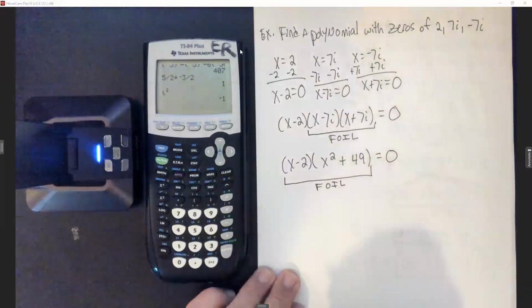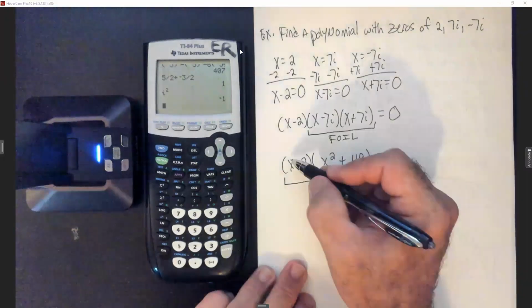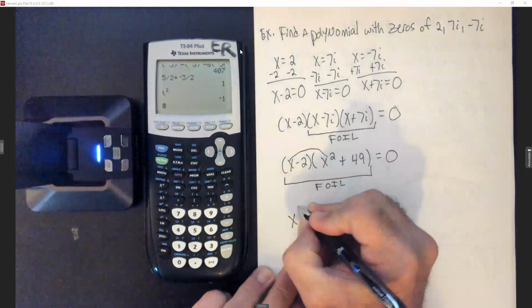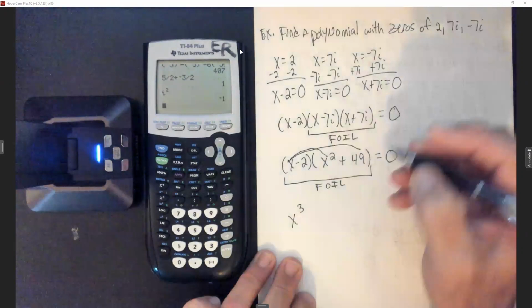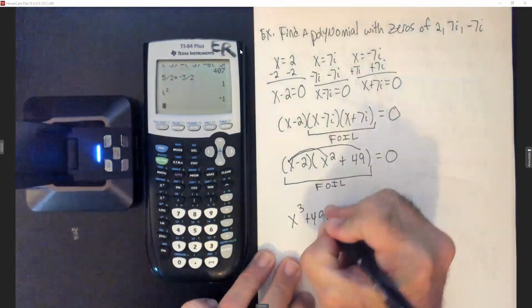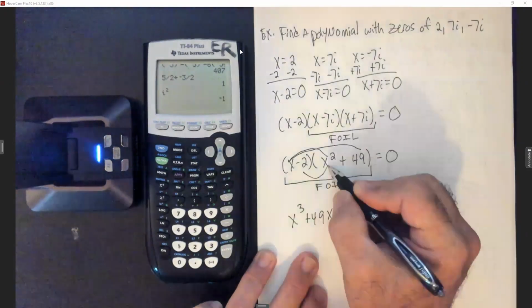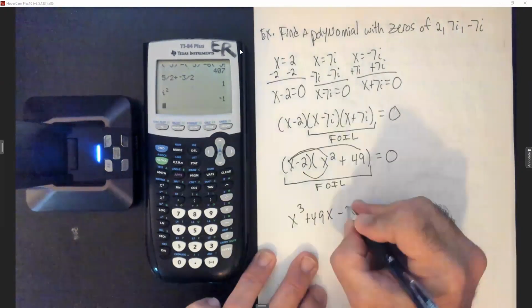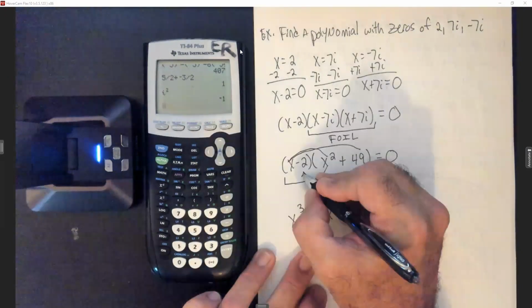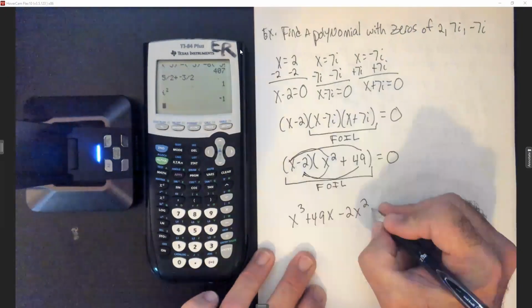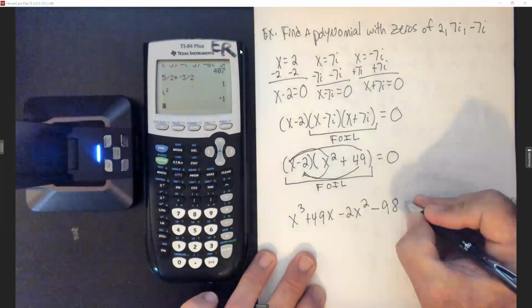So here we go. X times x squared is an x to the third. X times 49 is a 49x. -2 times x squared is a -2x squared. And then -2 times 49 is a -98, all equal to 0.